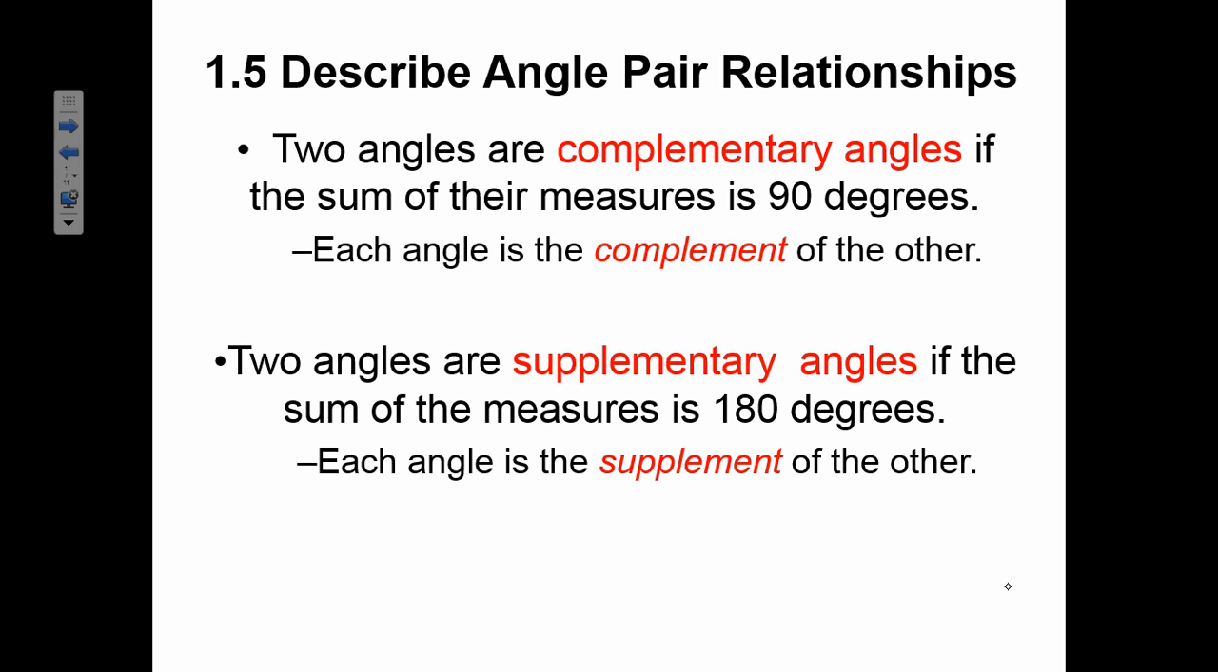Now we're going to focus on angle pairs, so the relationship between angles. When two angles are complementary, it means that their measurements add up to 90 degrees. Now if they're supplementary, that means that their measurements add up to 180 degrees. So two angles, complementary, 90. Supplementary, 180.